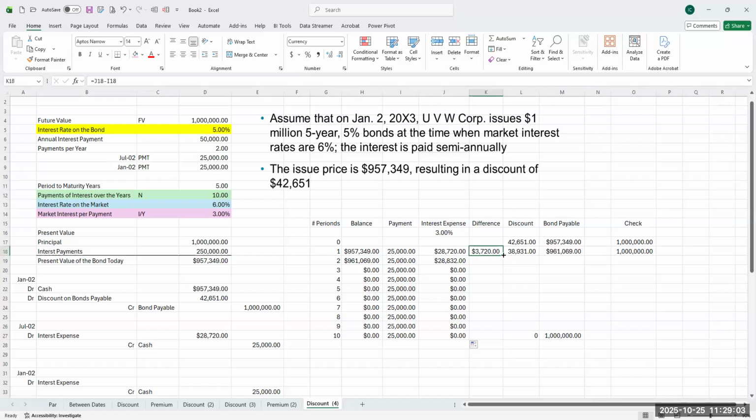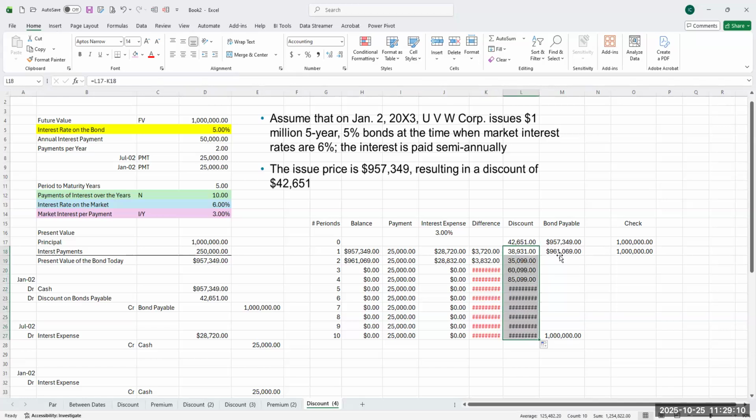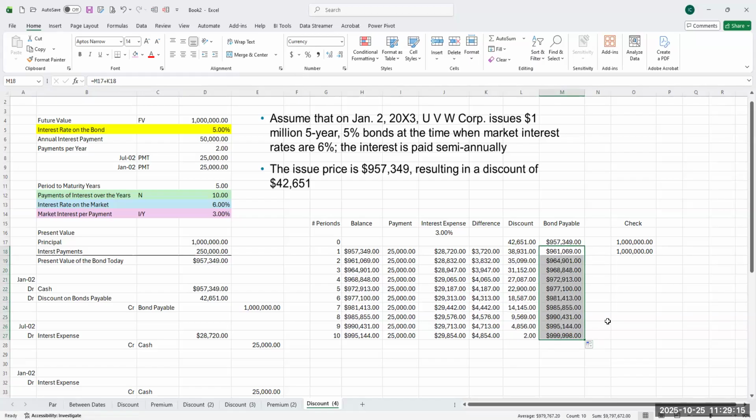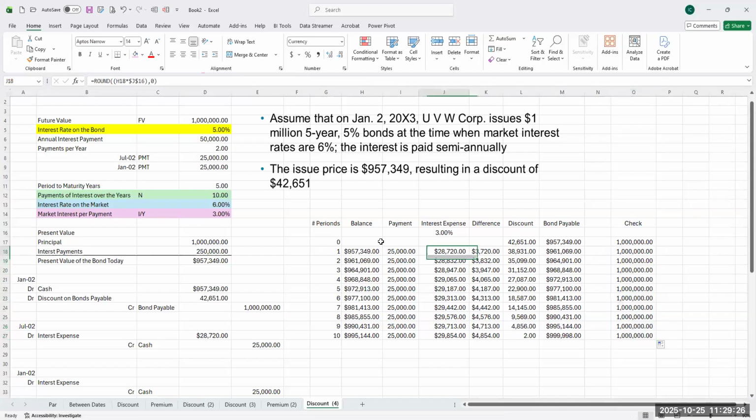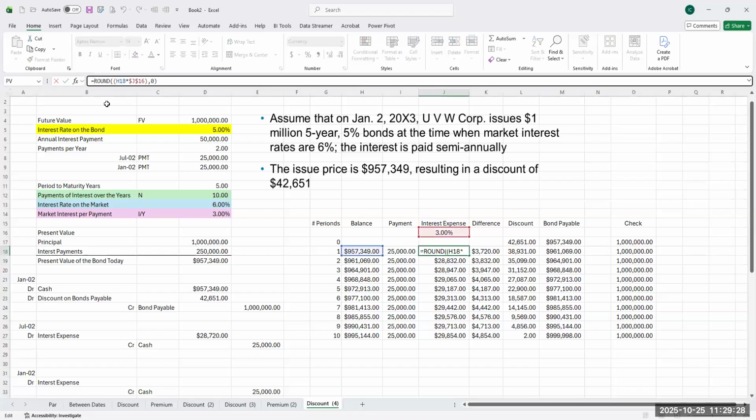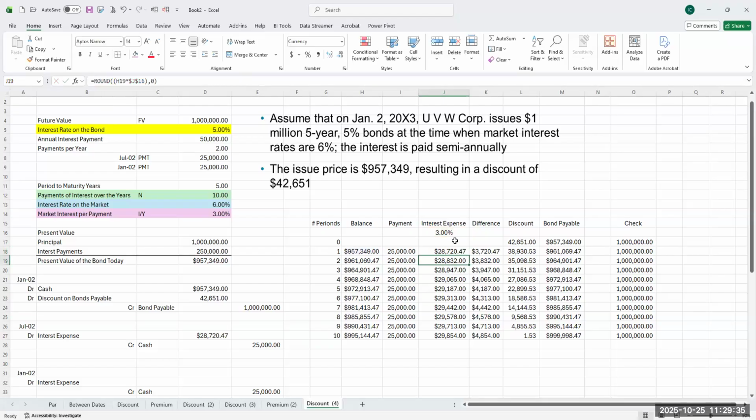The difference, I can drag this formula down. The discount, I can drag it down. And the last one will be the bonds payable, I can drag it down. And as you can see, at the end, we should get what we want to get. Now, because of the rounding, obviously, we have this difference, but let's see what's going to happen if we eliminate the rounding. Is that going to solve our problem with the $2 that we have remaining?